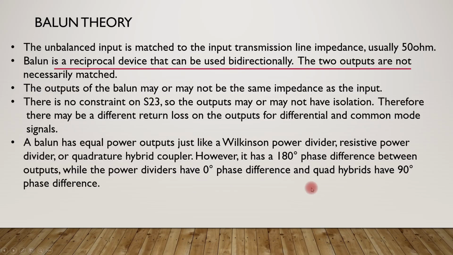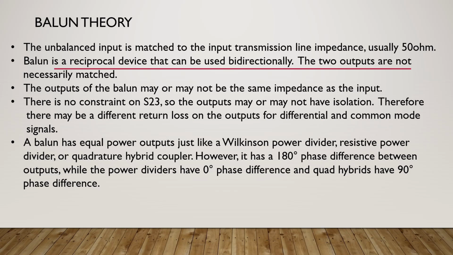The unbalanced input is matched to the input transmission line impedance, which is usually 50 ohm. The two outputs are not necessarily matched. The outputs of the balun may or may not be the same impedance as the input. There is no constraint on S23, so the outputs may or may not have isolation. Therefore, there may be a different return loss on the outputs for differential and common mode signals.